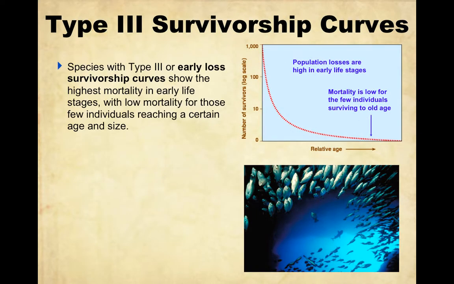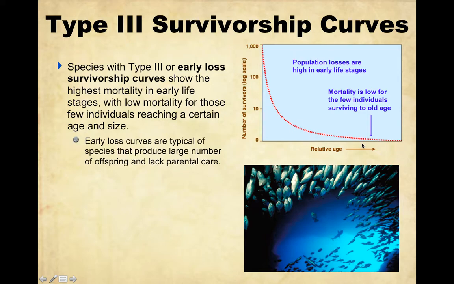Type 3 survivorship curves are those organisms with very, very high numbers of loss early in life. And they have very, very, very low mortality once they get to reproductive age. And then, of course, they go down as they reach old age. But once they hit reproductive age, their mortality levels go down significantly.